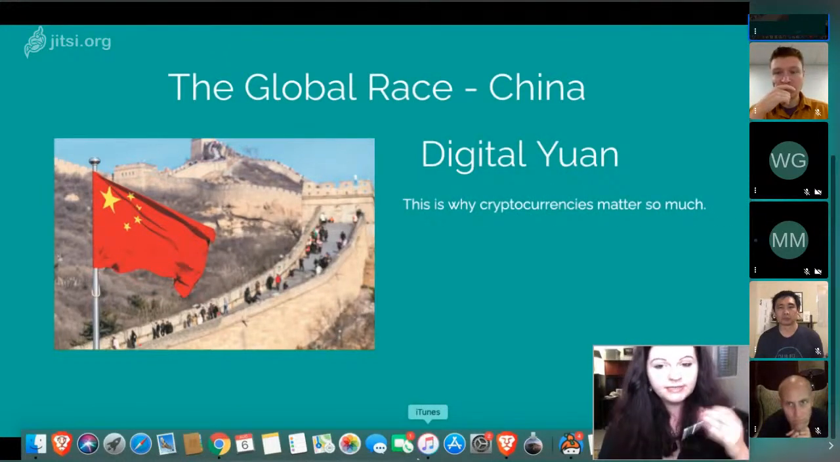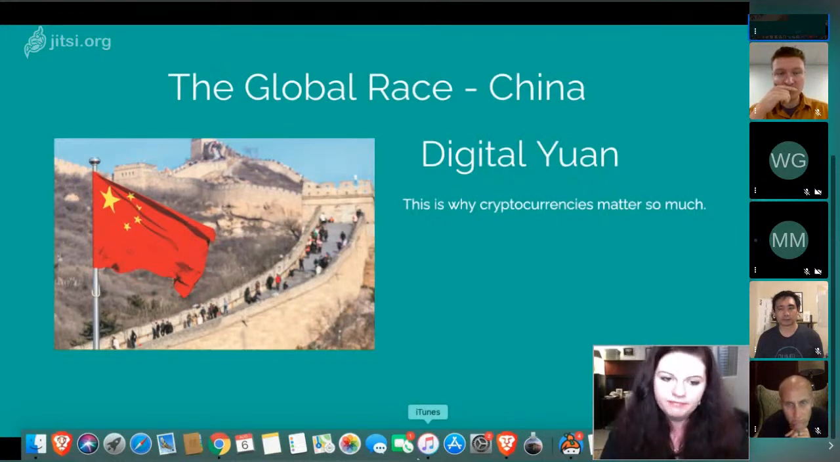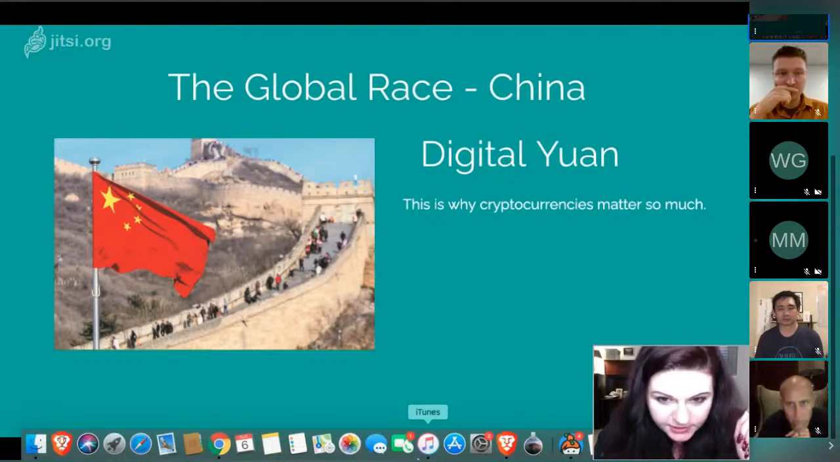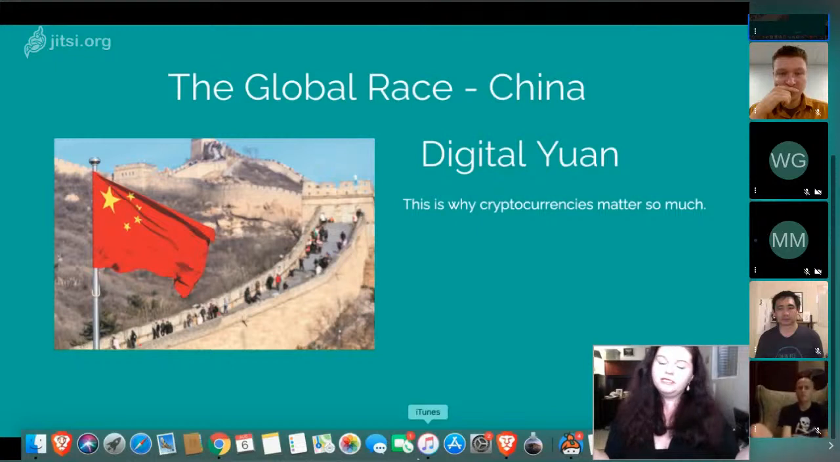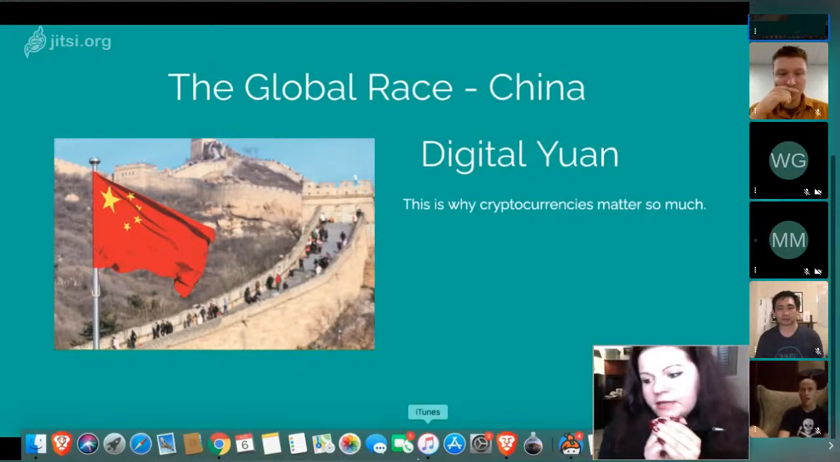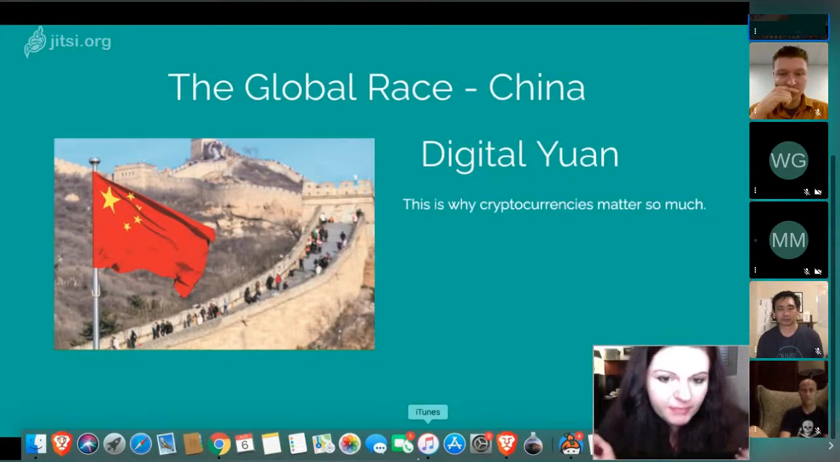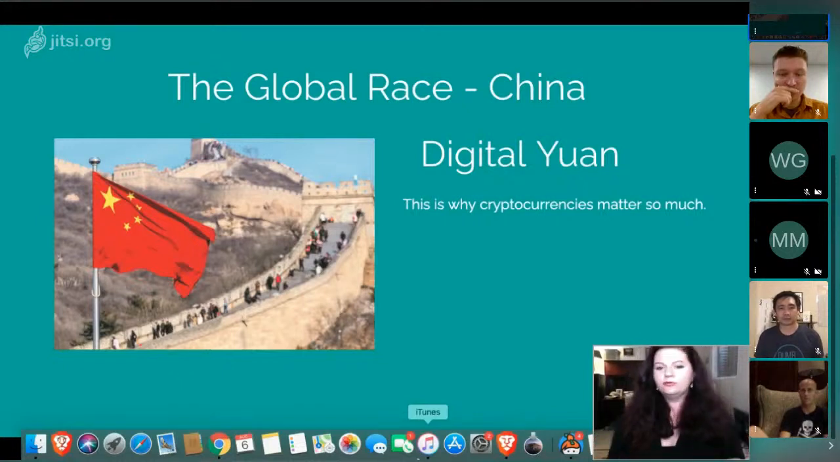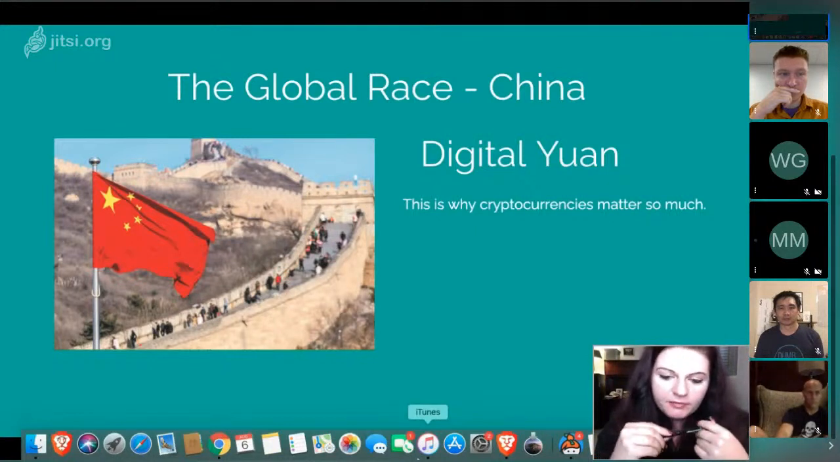So this is why cryptocurrencies matter so much. Now, programmable money, I want to circle back to that, because programmable money is incredibly dangerous. Let's say you have a DUI in the US, and the government decides that it's probably not in your best interest to drink now, and they decide that you should not buy alcohol. They can now censor your money, and you can go to the liquor store and not be able to use your own money.